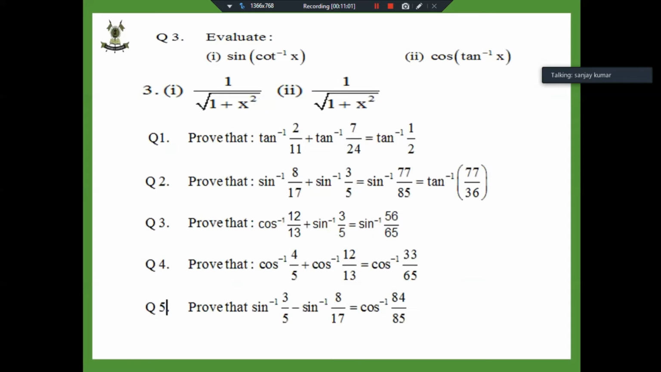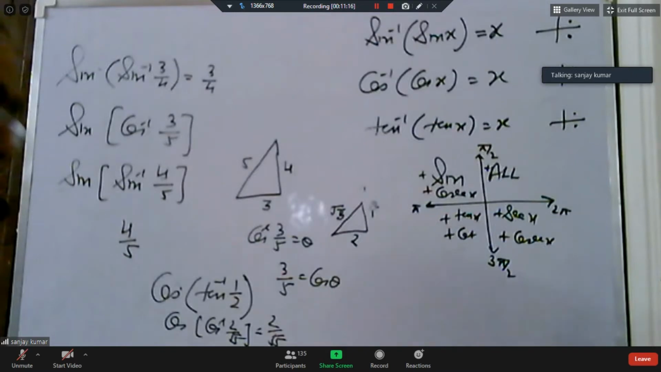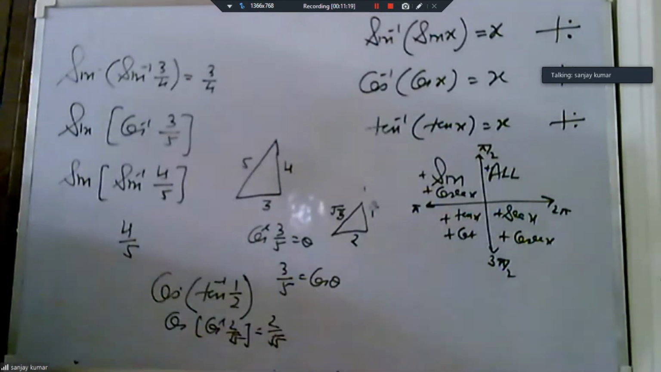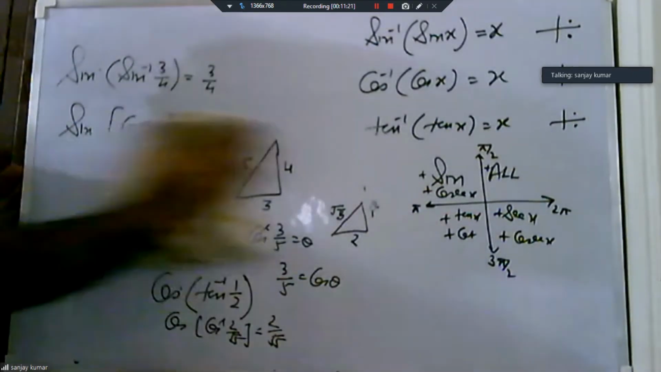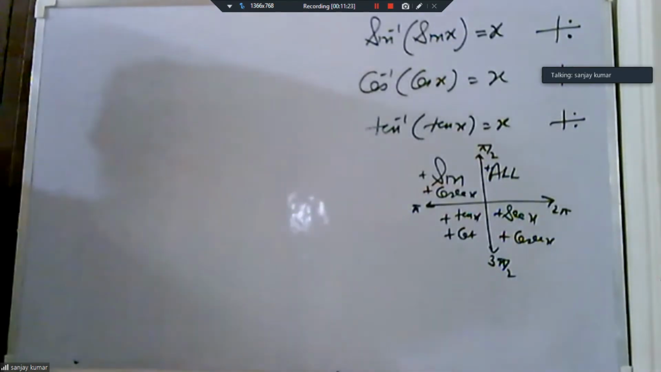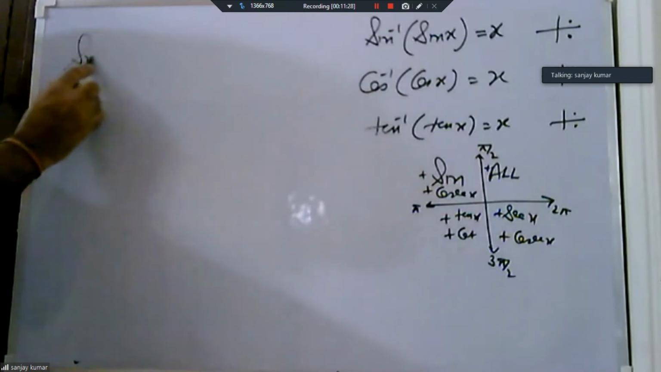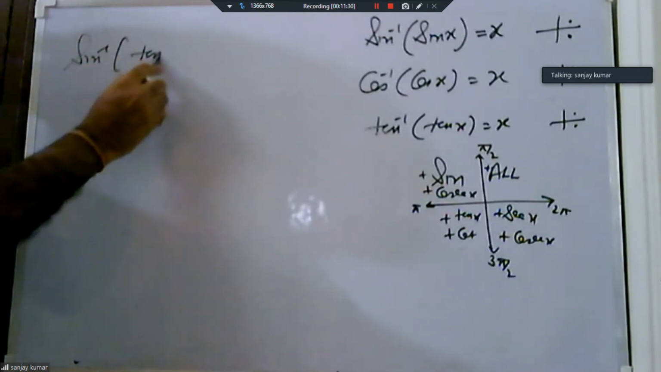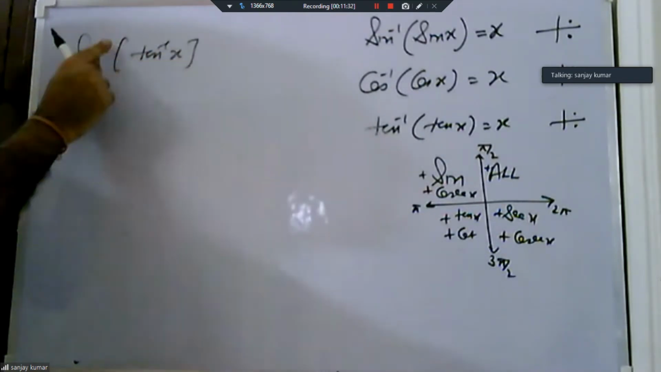Please start the third question. Suppose you have sine into cot inverse x, then again you have the same method. If you have a number, then that's no problem, you can change it. But if you have x in it, for example, suppose you have sine of tan inverse of x.